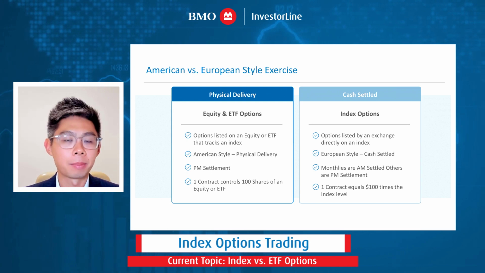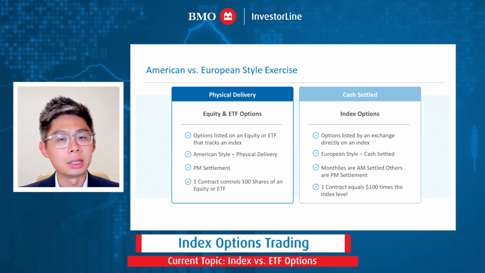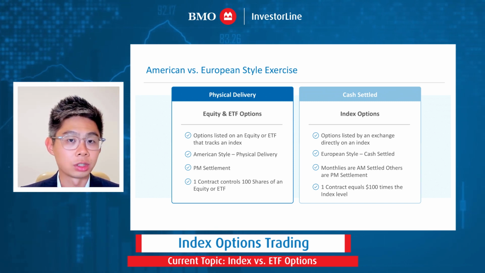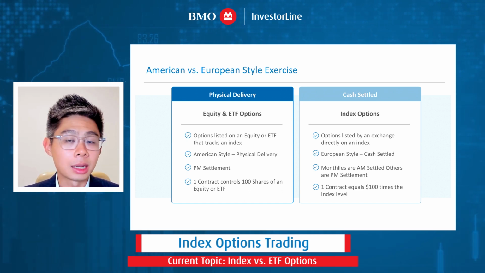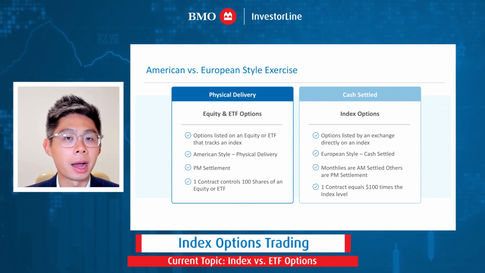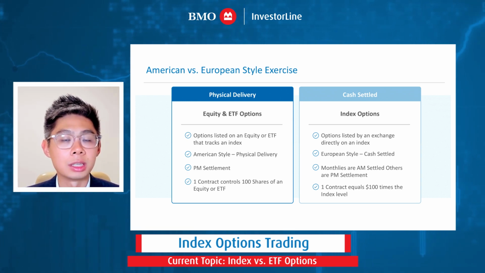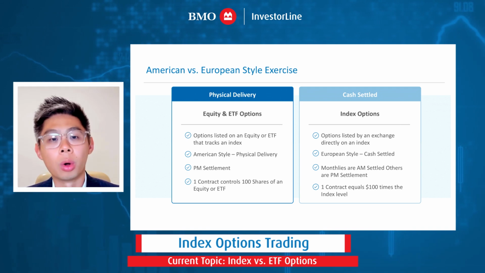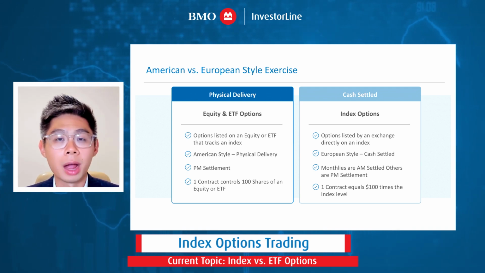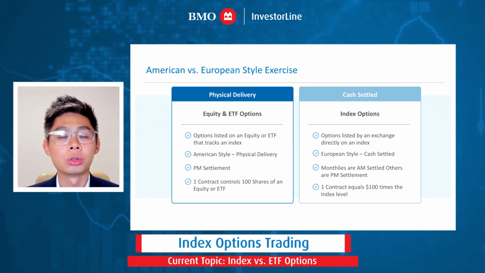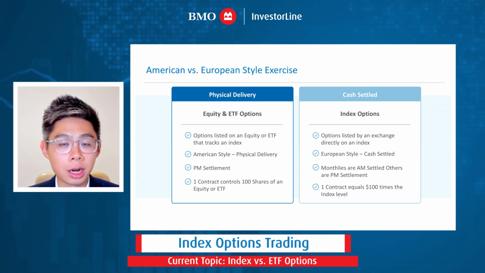So let's take a step back and think about these two different products. When we talk about ETF and stock options, those are very similar to each other. These are all for physical delivery. What that means is that each option contract gives the buyer the right to either buy or sell the underlying stock or ETF, depending on whether it's a call or a put. And at expiration, or on any time before or at expiration, that buyer can choose to exercise their rights and either buy or sell the underlying shares.